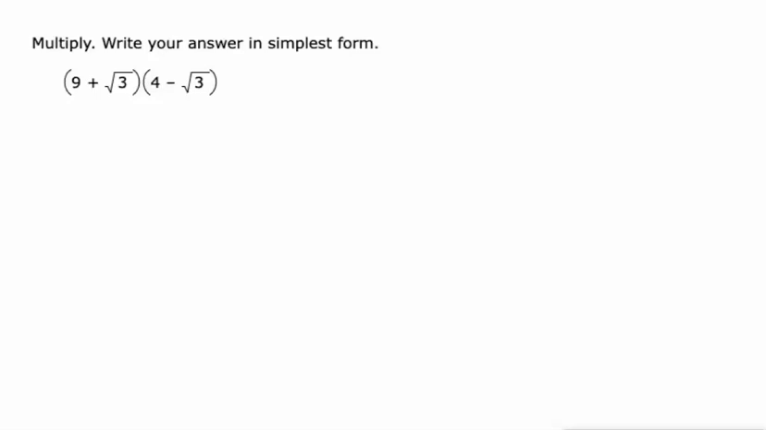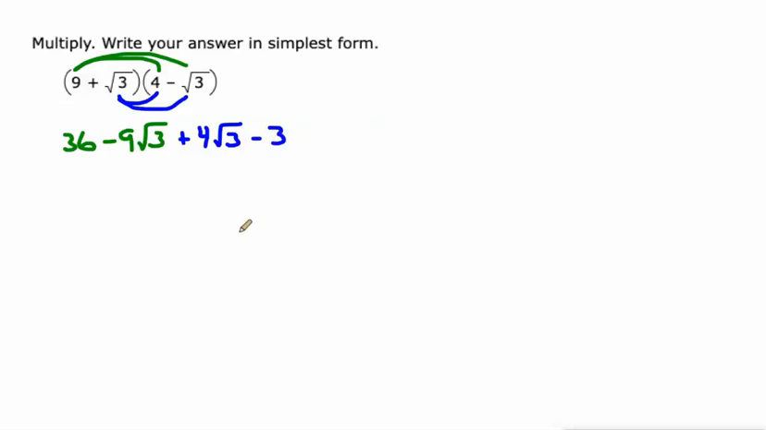Multiplying binomials. All right, well, we'll do 9 times 4 is 36. And then we'll do 9 times the negative square root of 3, which is negative 9 square root of 3. Then we'll do square root of 3 times 4, which is 4 times the square root of 3. And square root of 3 times negative square root of 3, which is just negative square root of 9, or negative 3. There are some things that can be combined there.